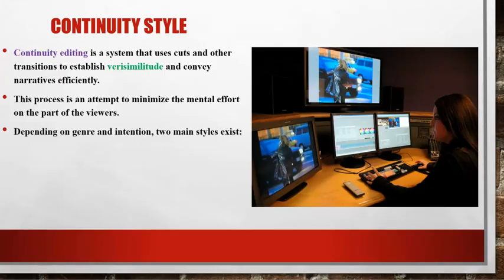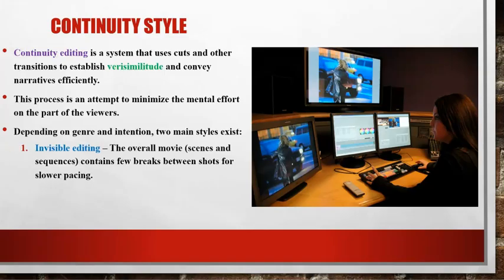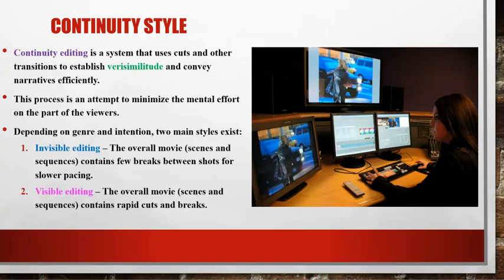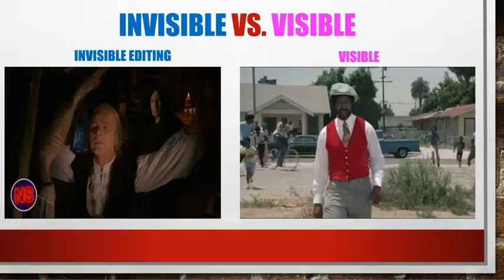The two main styles we'll look at today are invisible editing, where the movie, scene, or sequence contains very few breaks between shots, usually for slower pacing, and visible editing, where scenes and sequences contain rapid cuts and breaks. Each genre uses them. If you're going to make a horror movie, there are times where you want visible and times where you want invisible. If you're going to make a drama or a comedy, there's a lot of good mix. Nowadays, of course, most movies are really bombarded with visible editing.